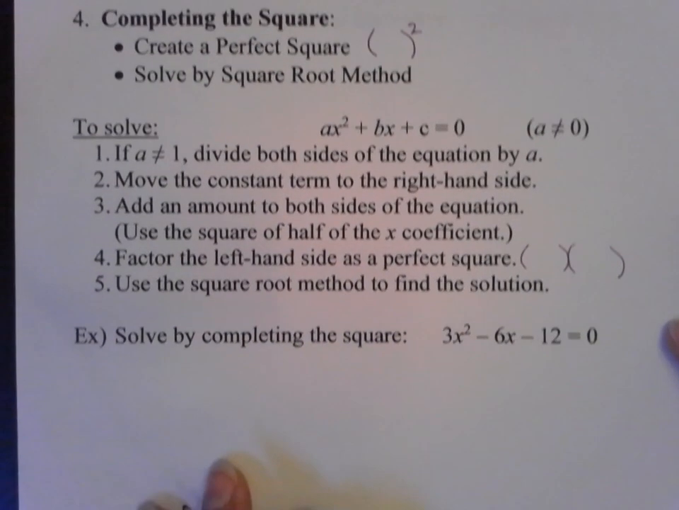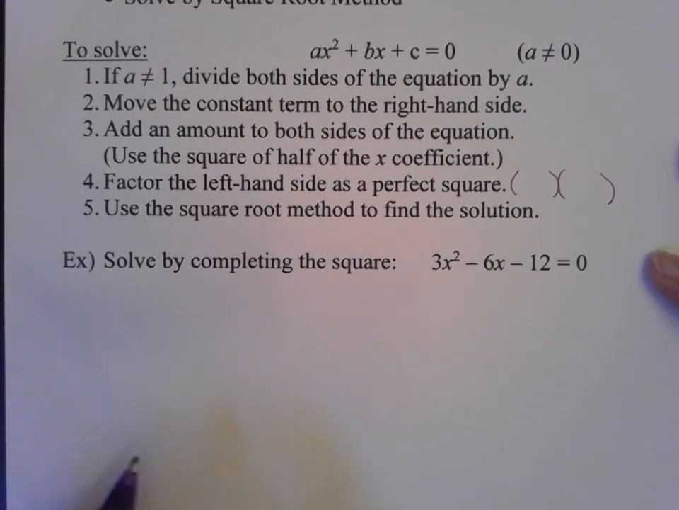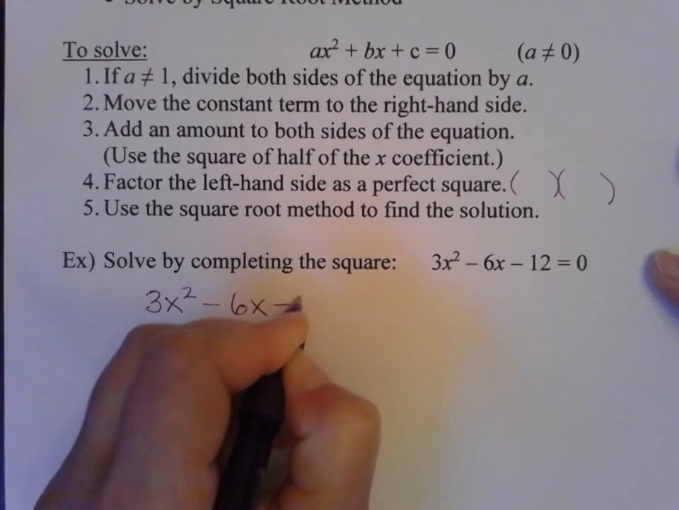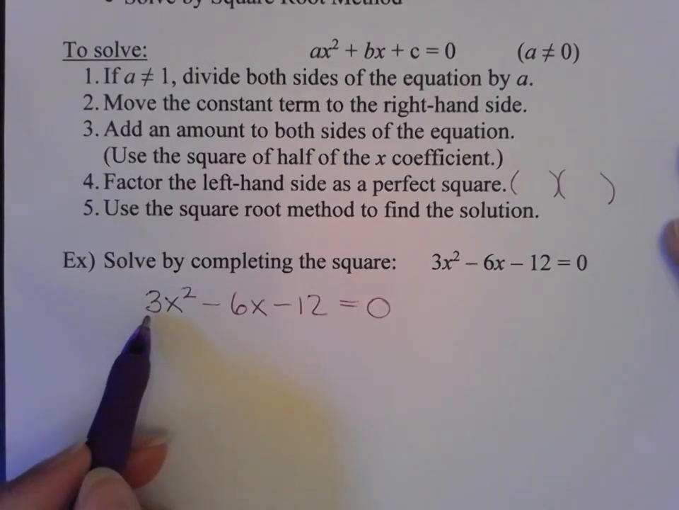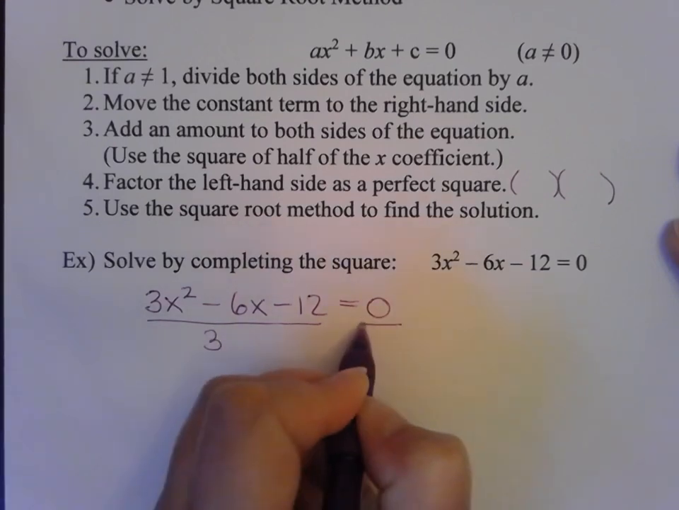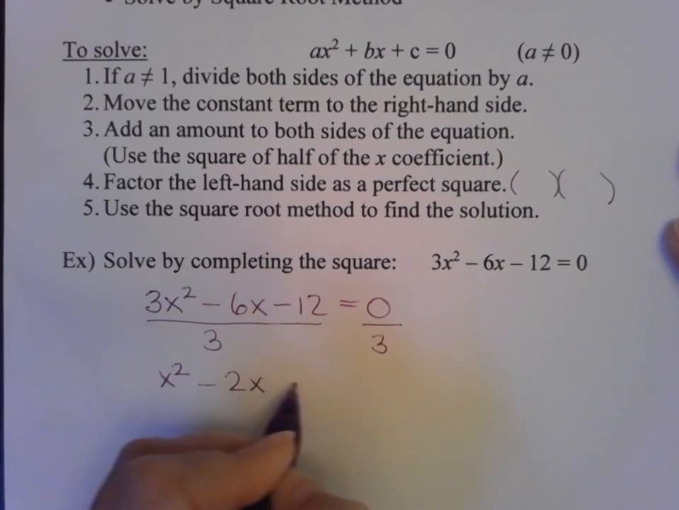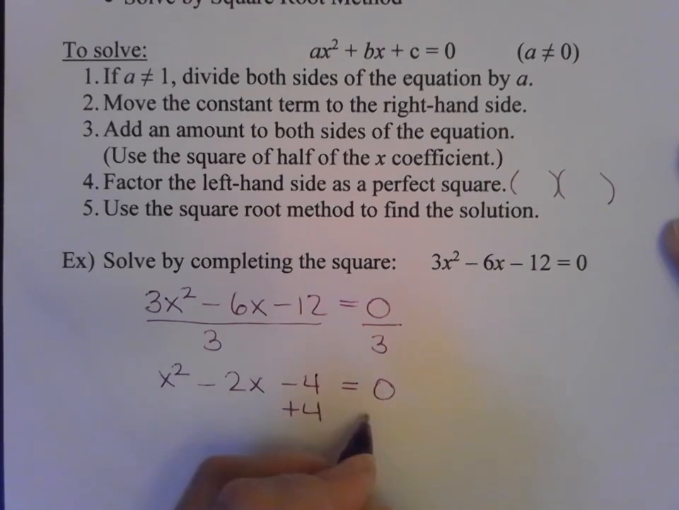Okay, let me demonstrate that to you, because it's a lot easier to watch than it is to explain in words sometimes. Here's the equation that we have: 3x squared minus 6x minus 12 equals 0. The first step is to divide everything by a, so I'm going to divide all of this by 3 on both sides. Then I'll have x squared minus 2x minus 4 equals 0. The second step is to move the constant term over to the right-hand side, so I'm going to add the 4 over to the right-hand side.